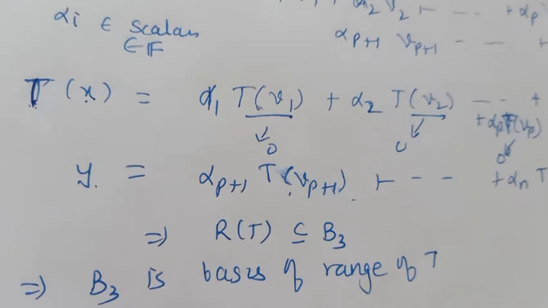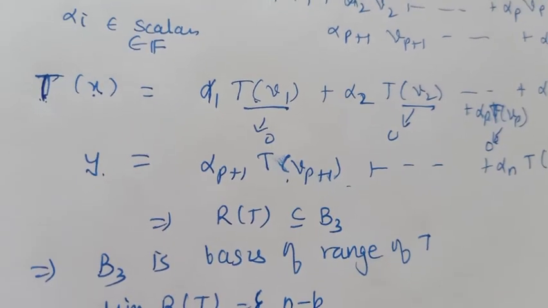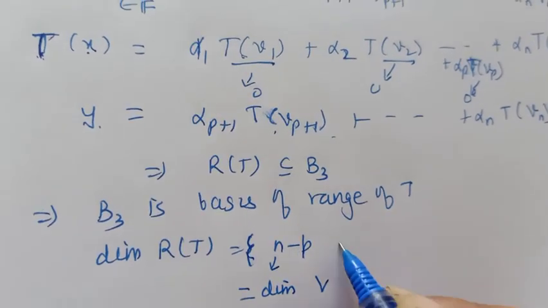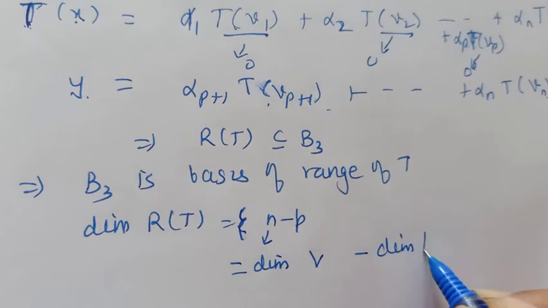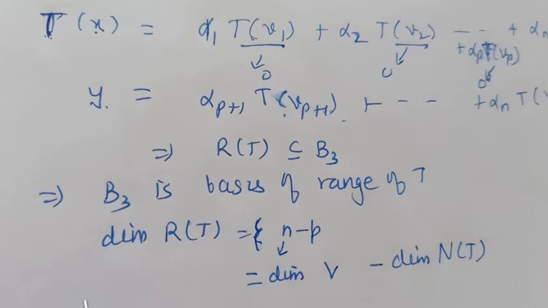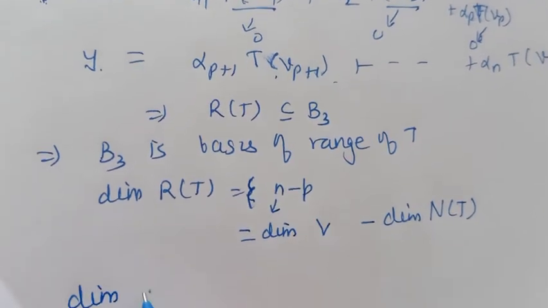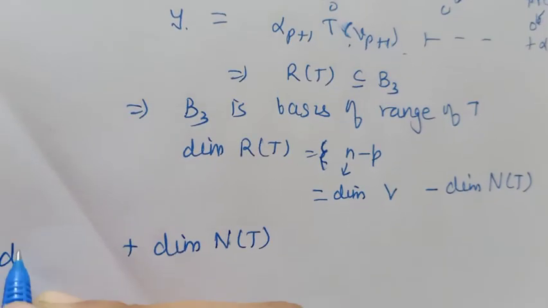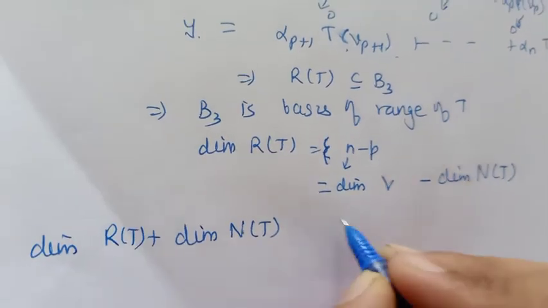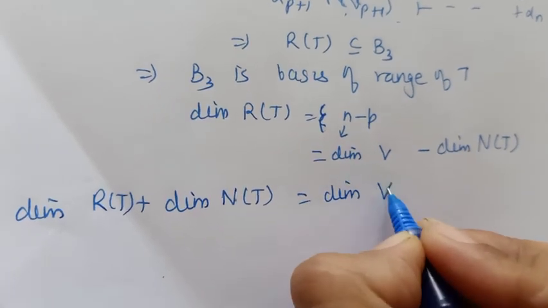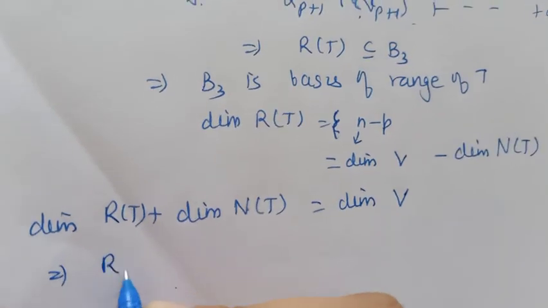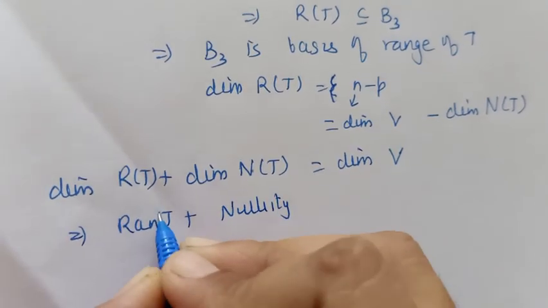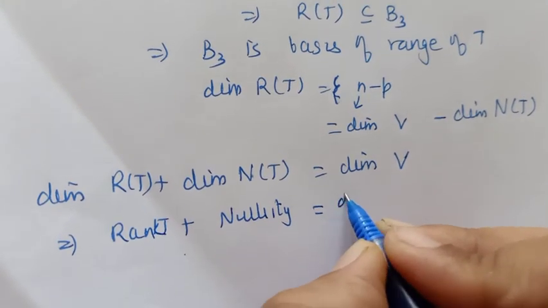And so what have we obtained? What was n? n is the dimension of V. What is p? p is the dimension of the null space of T. So take it to the other side. We have proved that the dimension of the null space of T plus the dimension of the range space of T is equal to the dimension of V. It implies rank of T plus nullity of T is equal to the dimension of V.